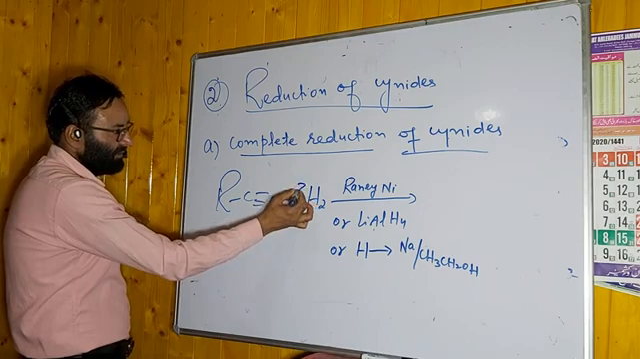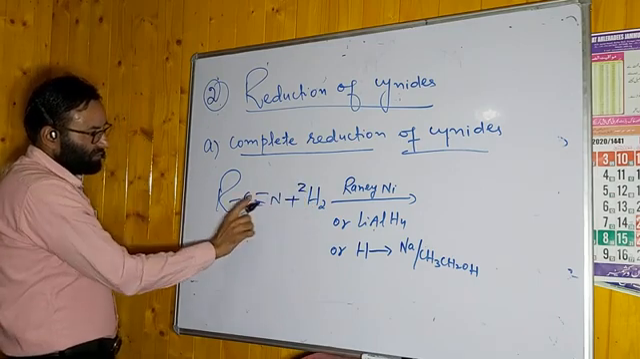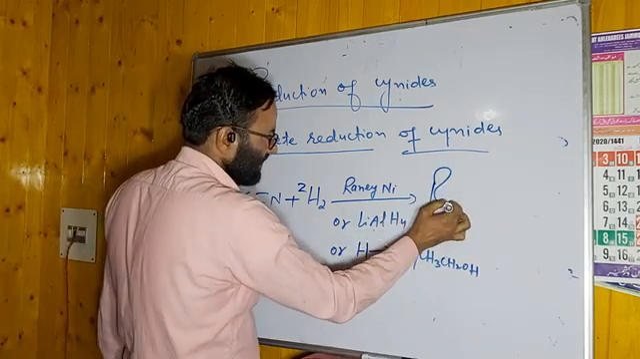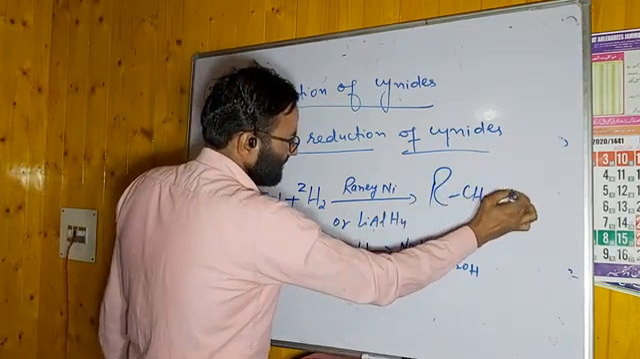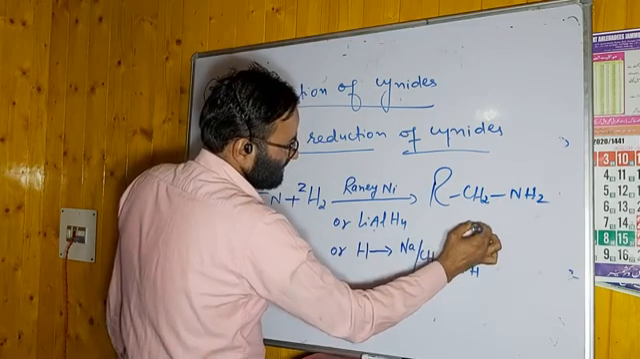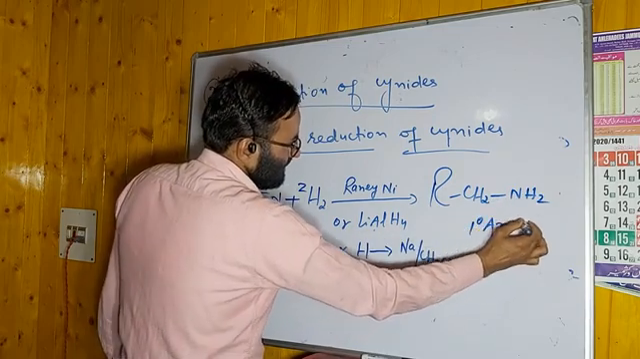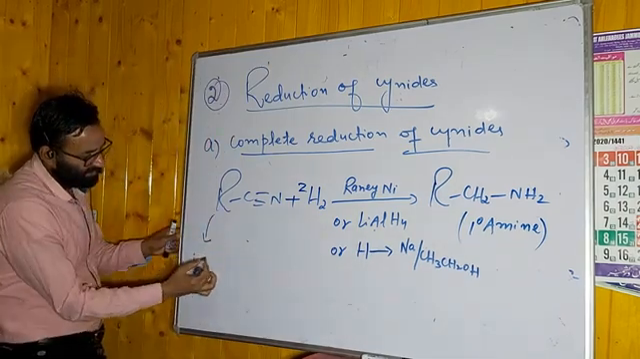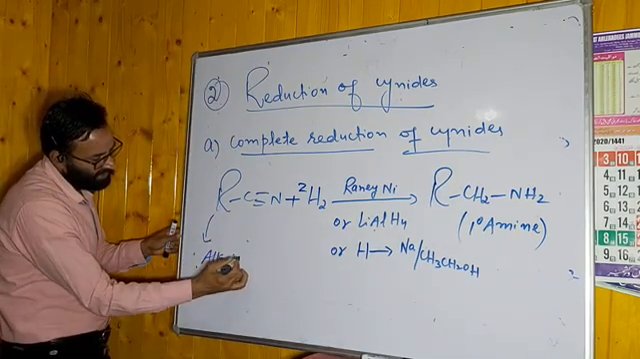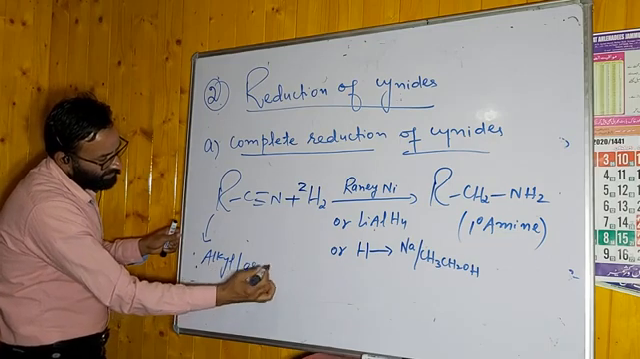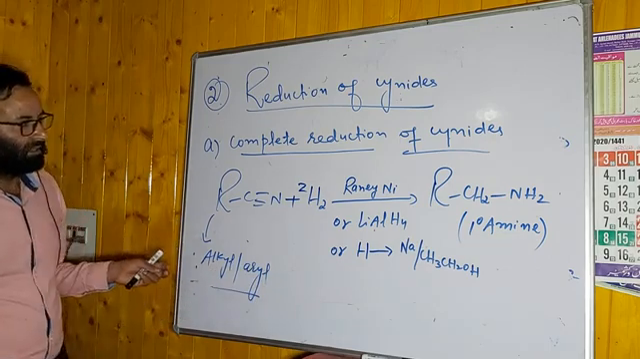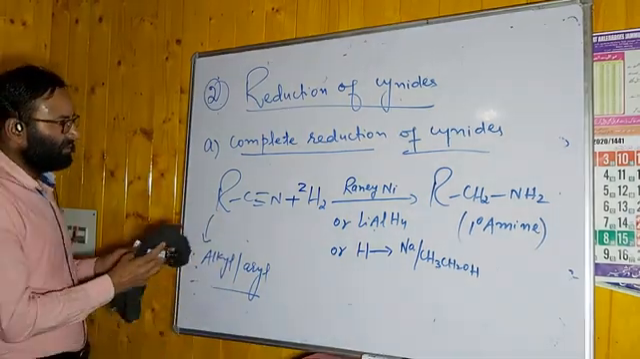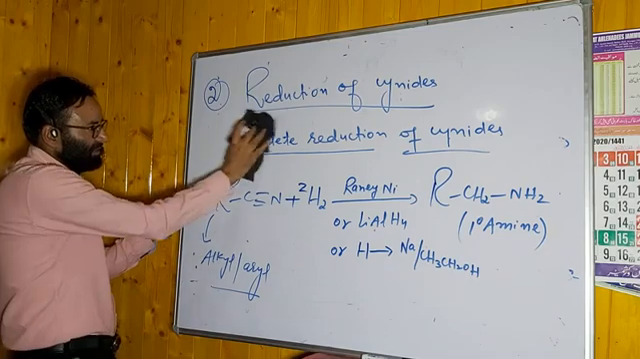What will happen? 4 hydrogens, 2 will come there. By the mechanism, 2 pi bonds will break. What you will have is R–CH2NH2. This is 1 degree amine. This R can be either alkyl or aryl, आपको याद रखना यहाँ पे अल्काइल और अराइल. It means both alkyl cyanides as well as aryl cyanides can undergo this complete reduction. Remember this point.